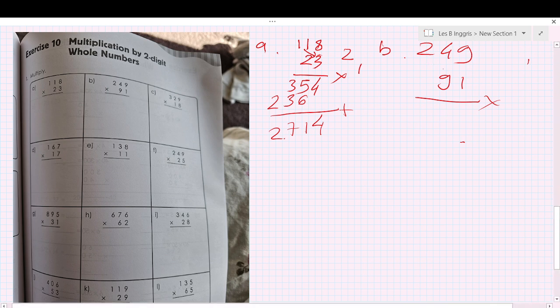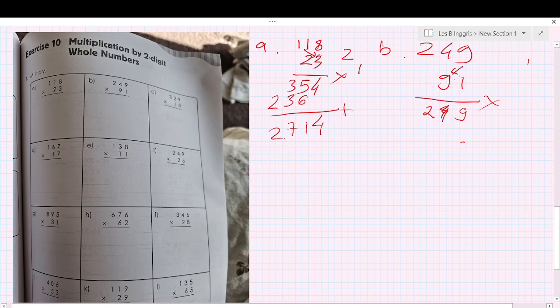So the first is multiply the ones with the hundreds. So you got 1 times 9, you got 9. 4 times 1, you got 4. And 2 times 1, you got 2. So it's the exact 249, because anything that is multiplied with 1 is the number itself. Okay, so carry on. The tens is not quite over yet.